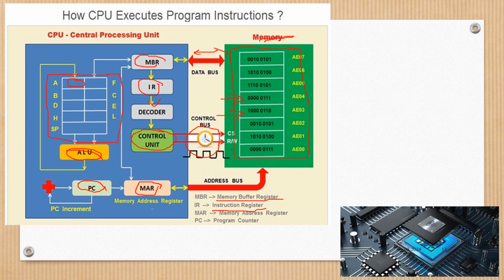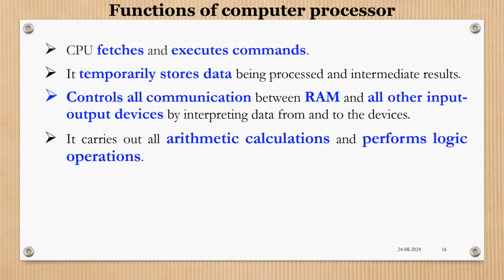You can see this particular chip is located on the motherboard. This one is the Intel CPU chip that is fused on the motherboard. The function of the computer processor is basically that the CPU fetches and executes the commands that are given to the processor.